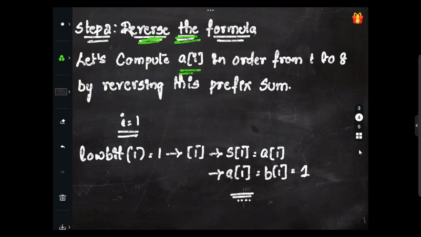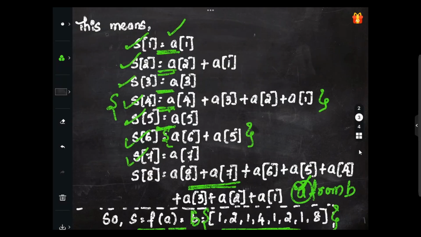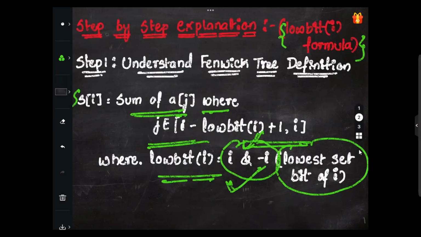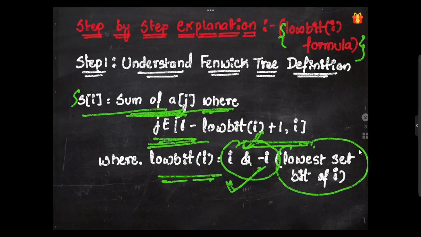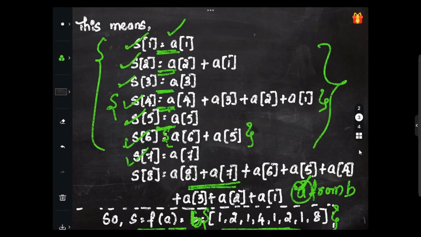Let's compute a of I in the order from 1 to 8 by reversing the prefix sum. We have already got this b, and we know this part as well from the input, and from this formula: s of I equals the sum of a of j, where j belongs to I minus low bit of I plus 1 comma I, right?